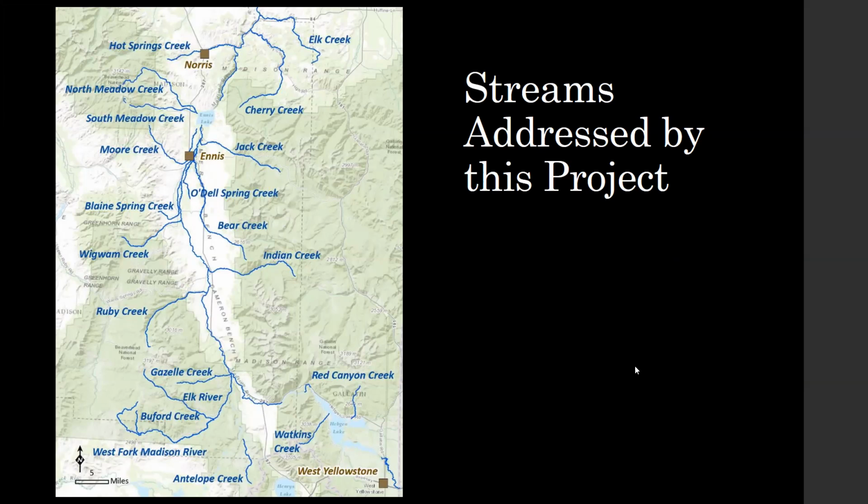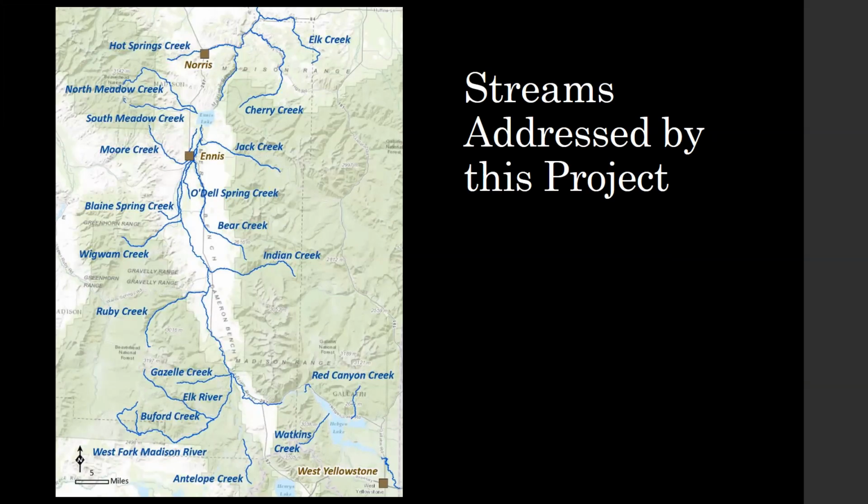So we addressed 20 tributaries for this project, in addition to looking at the main stem of the Madison River. I'm just going to read these off. Starting in the northwest corner of the watershed, we looked at Hot Springs Creek, North and South Meadow Creeks, Moore Creek, Blaine Spring Creek, Wigwam Creek, Ruby Creek, Gazelle Creek and the Elk River, Beaufort Creek, which is a tributary to the West Fork of the Madison River, as well as the West Fork itself.